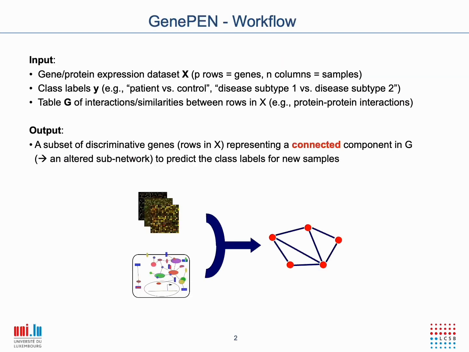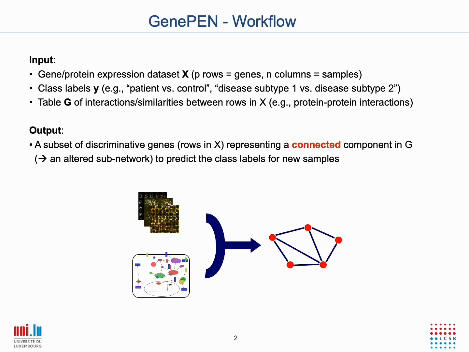To answer this question, our software called GenePEN uses the following workflow. As input, the user provides a gene or protein expression dataset X, where the rows represent genes and the columns represent the samples. Additionally, class labels are given to specify the conditions of the samples. For example, patient versus control samples, or samples representing different disease subtypes. Finally, the input contains a table G representing interactions or similarities between the rows in X, for example, protein-protein interactions.